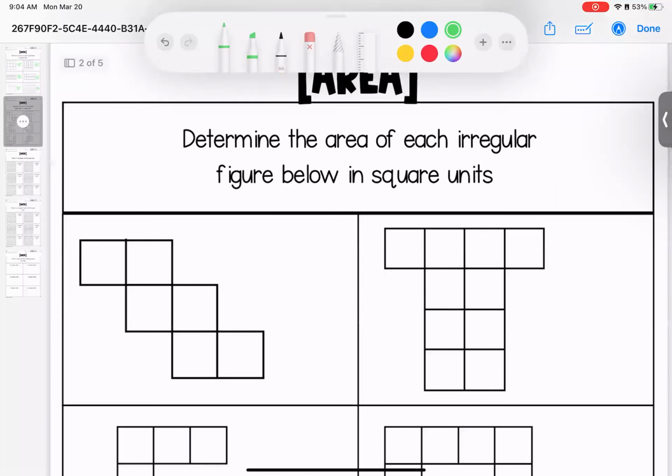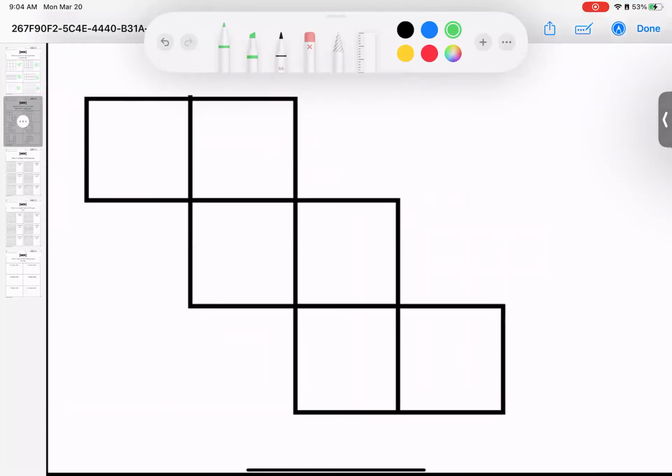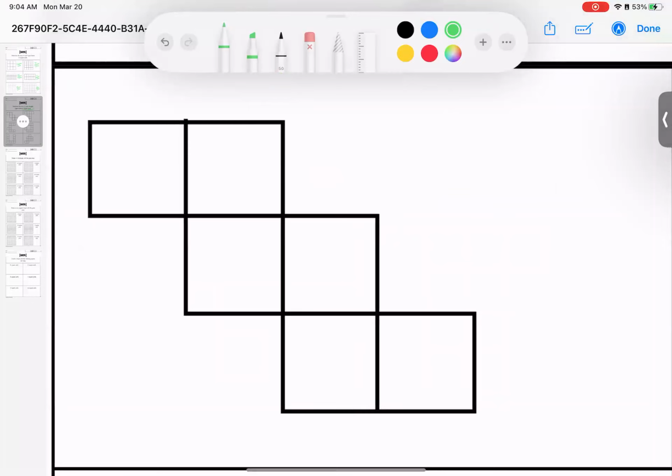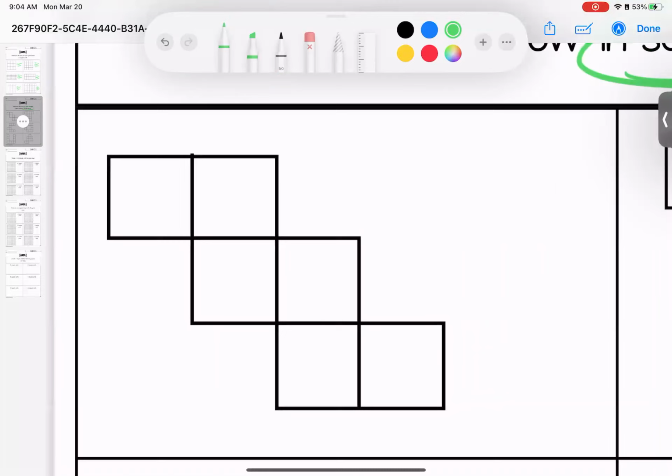Page 2, we continue to look at the area in square units, but we're looking at irregular shapes, which just means a shape that we don't truly have a name for. We can name it based on its sides, but we don't have a name such as triangle, square, trapezoid, rhombus, and the like, okay? So we are counting the square units in this irregular shape.